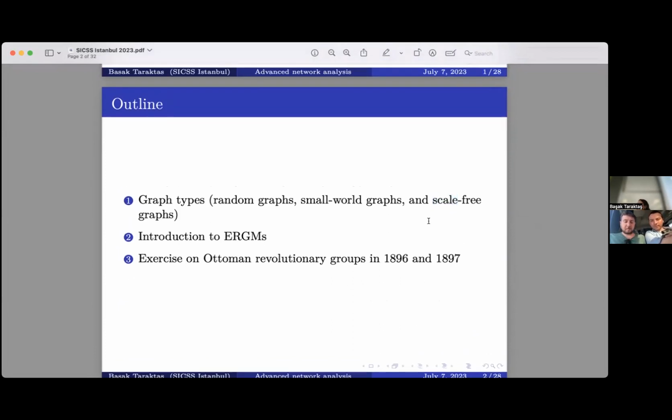So the plan for today is to talk about graph types, different graph types, and then we're gonna make an introduction to exponential random graph models, which are the basic kind of network models that we use for testing hypotheses. And then we're gonna do a hands-on exercise with a data set on Ottoman revolutionaries in 1896 and 1897.